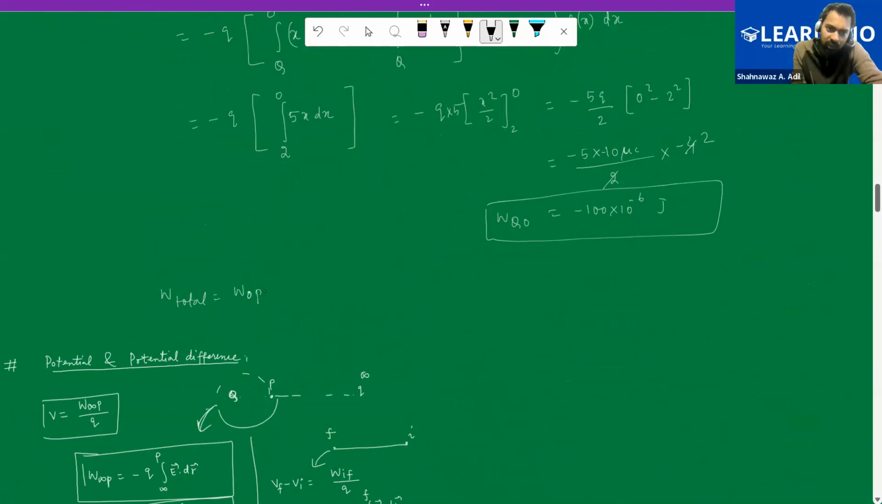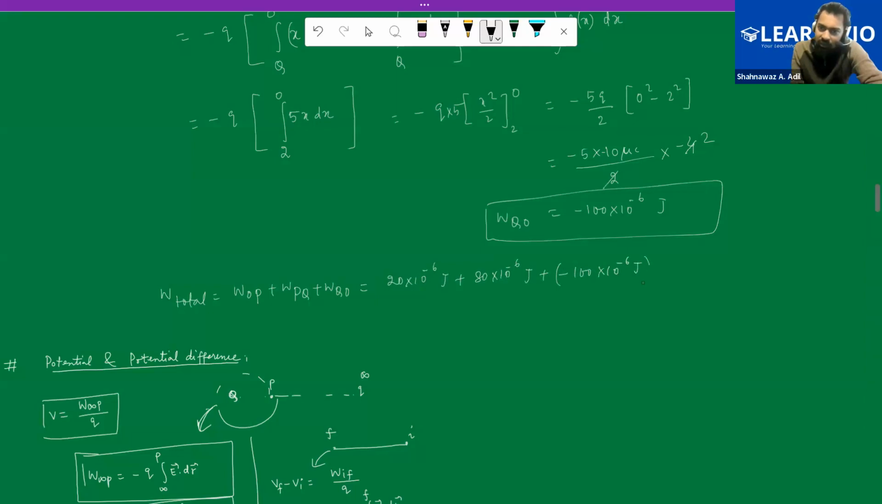we have WOP plus WPQ and then WQO. So this is 20 into 10 to the power minus 6 joules plus 80 into 10 to the power minus 6 joules. And this is minus 100 into 10 to the power minus 6 joules. So this is 100 into 10 to the power minus 6 minus 100 into 10 to the power minus 6. Right. So both cancel, and total work done is 0.